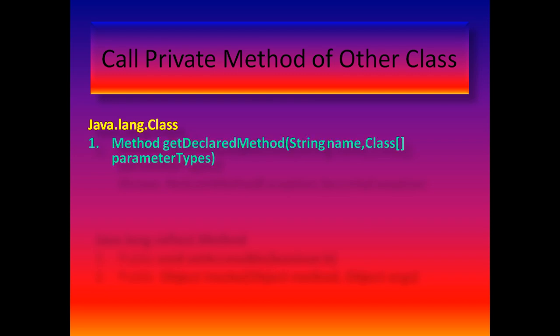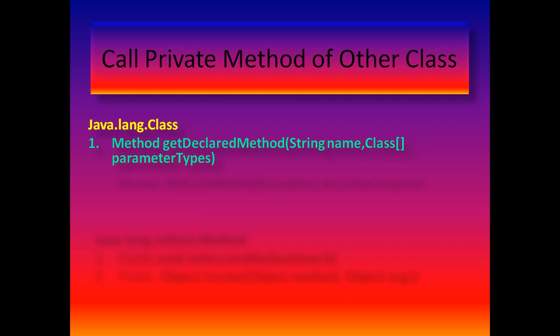This Class comes from the java.lang package, and it has a method called getDeclaredMethod, which takes two parameters. One is a string and the other one is a Class array, Class objects. It returns a Method object, right?